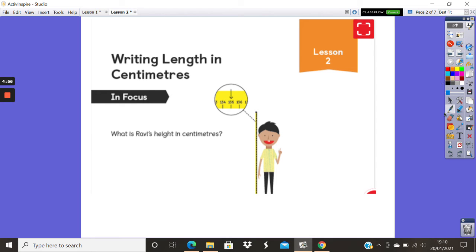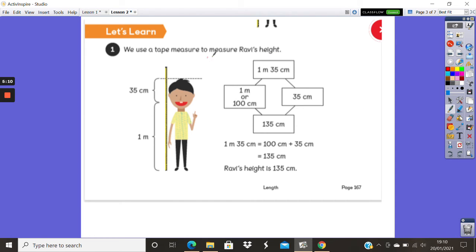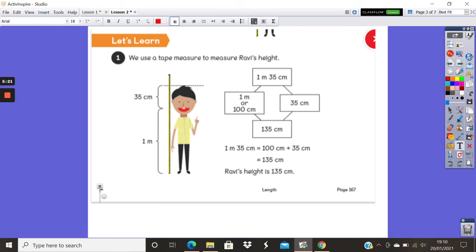Okay, so again, we're looking at writing length in centimetres this time. So what is Ravi's height in centimetres? So here it is pointing to 135. It's not very clear, but it's 135. Okay, so we use a tape measure to measure Ravi's height. So we've got 1 metre 35 centimetres. And we know that in 1 metre, there are 100 centimetres. It's really important that we remember that for us to be able to convert it. So we've got 1 metre equals 100 centimetres.